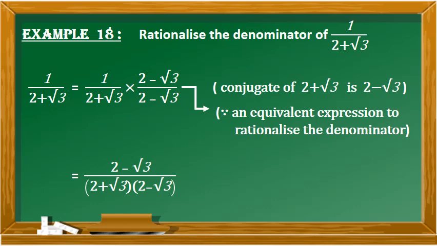Now the next step is to multiply numerator into numerator, and you get 2 minus root 3 in the numerator. The denominator is in the form of (a plus b) into (a minus b). So first of all, write that as it is: (2 plus root 3) into (2 minus root 3).